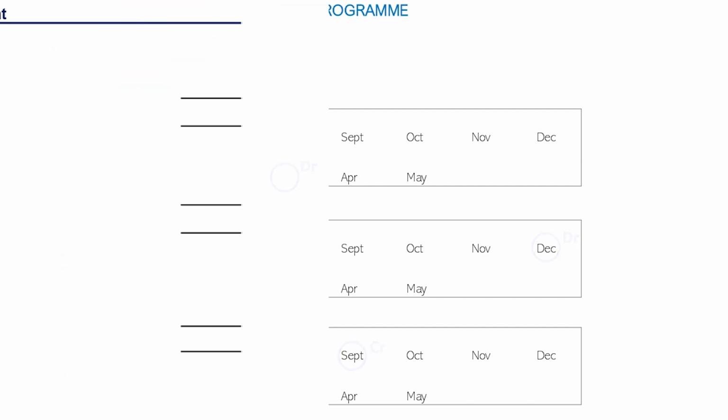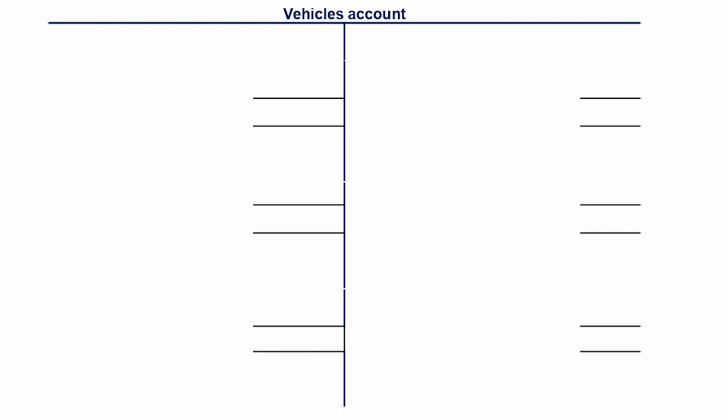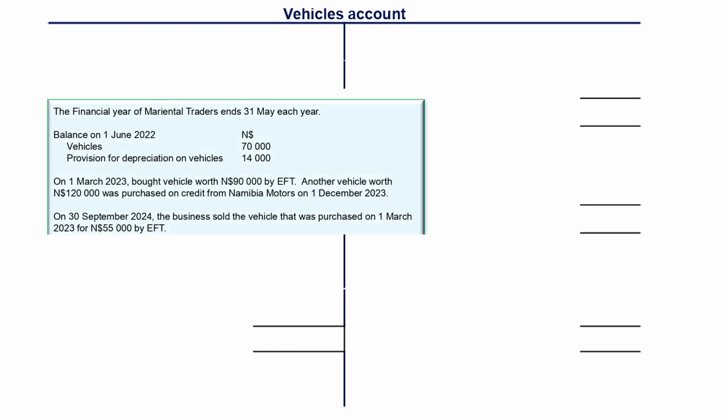We come now to the recording of the depreciation account itself. When you are recording the depreciation account, we have already mentioned that we start with the balances. The balance that we have is in 2022, June the 1st. So you write 2022, June the 1st. The date is very important because if there is no date, there will not be any mark. And the amount is 70,000 on the debit side.